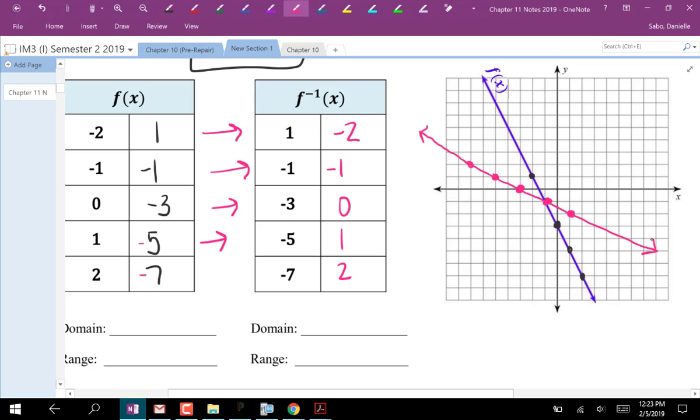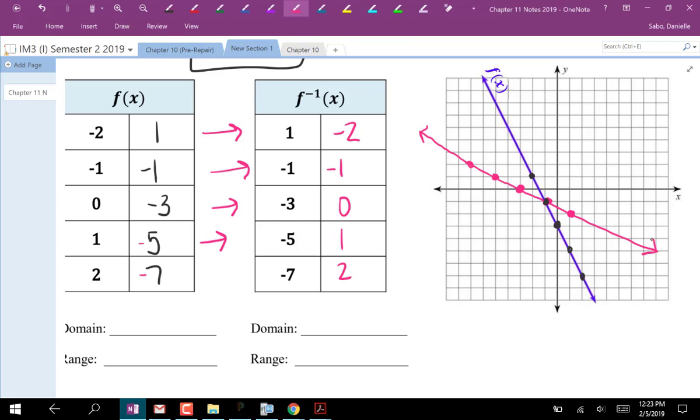And you'll see later when we talk about it visually what's going on here. But they are inverses of each other, and they're going to be symmetric over this line y equals x, which I will get into in a little bit. But I don't want to overwhelm you.